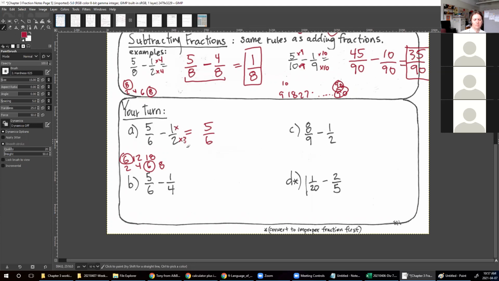So if we multiply the bottom, we have to multiply the top as well. And so 1 times 3 is going to be 3 on the top, 2 times 3 is 6 on the bottom. Now we definitely can add or subtract these because the bottom numbers are the same, sixths and sixths. So 5 sixths minus 3 sixths gives me 2 sixths. 5 minus 3 is 2, and the bottom number stays the same.